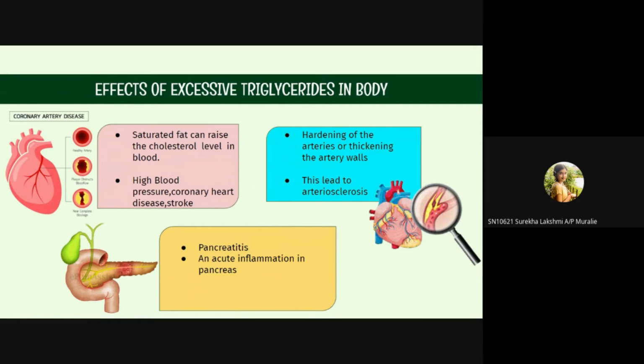Lastly, extremely high triglycerides in our body can cause pancreatitis, which is acute inflammation of the pancreas.